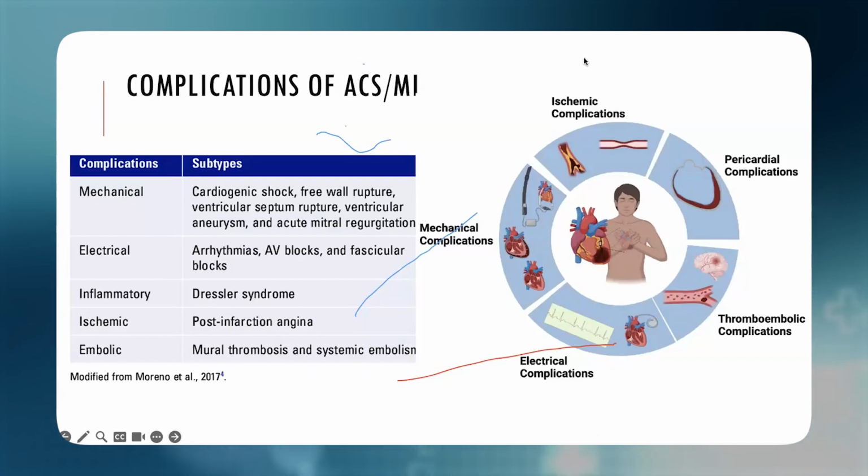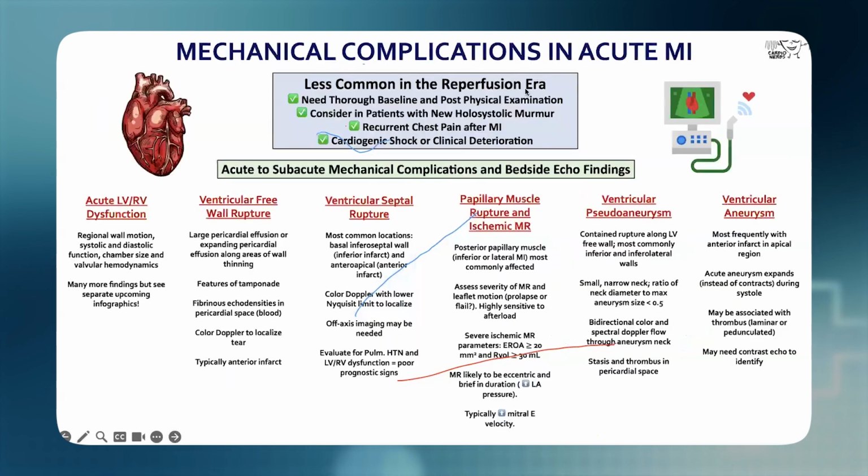Ischemic: post-infarction angina. Embolic: mural thrombosis and systemic embolism. We just talked about it. If the LV becomes weak, there is stasis of the blood, and that clot may go into your brain vessels and cause a stroke, can go into eye vessels and cause CRAO, can go into your renals and cause renal shutdown, can cause mesenteric occlusion, can again cause a heart attack, can block arteries of the legs as well.